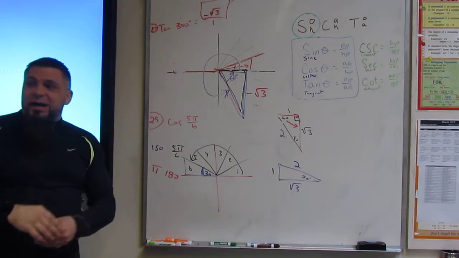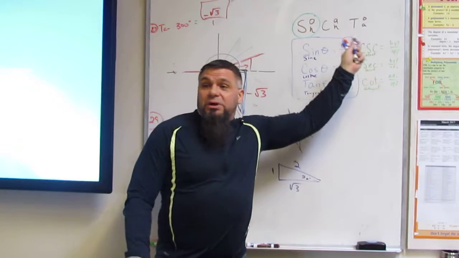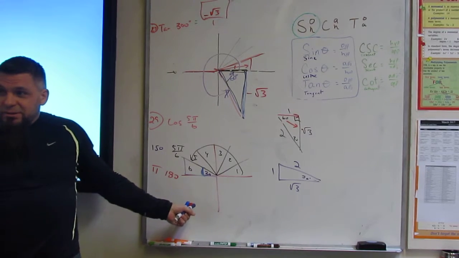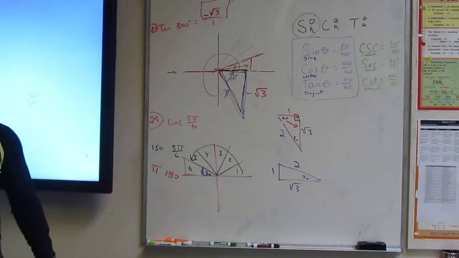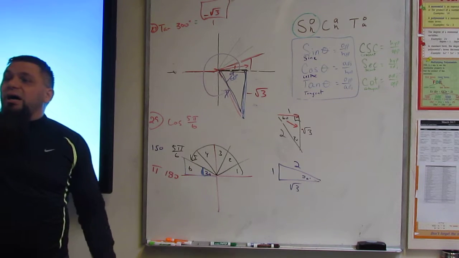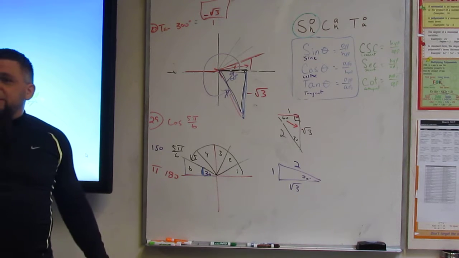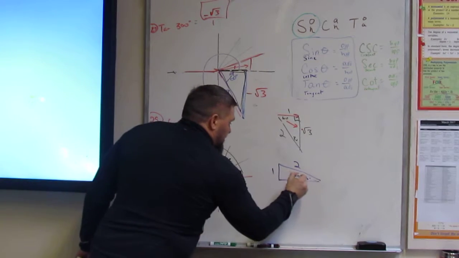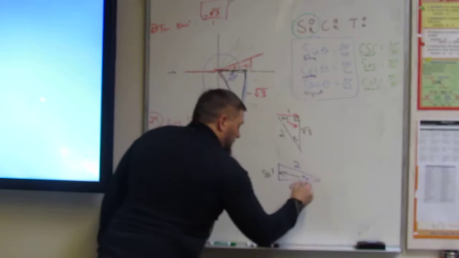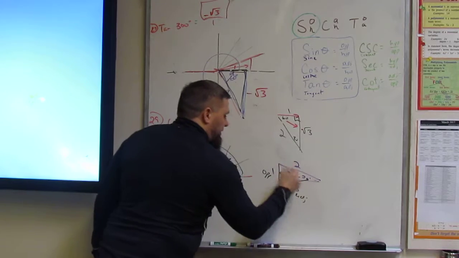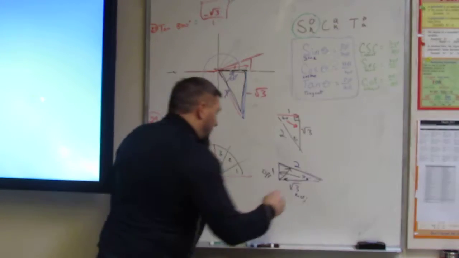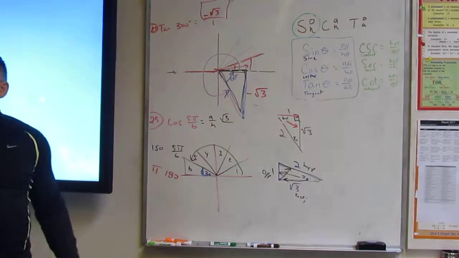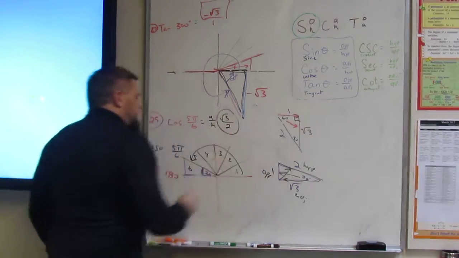Now, it says cosine. I have to know SOHCAHTOA. If I don't know SOHCAHTOA, I'm screwed. This isn't going to work for me. Alright, so let's go with cosine. CAH is adjacent over hypotenuse. So let's look at it. This is opposite, this is adjacent, and this is the hypotenuse. So it's adjacent, which is square root of 3 over how much? 2. The hypotenuse, 2. Good. And that's it. Done, son.